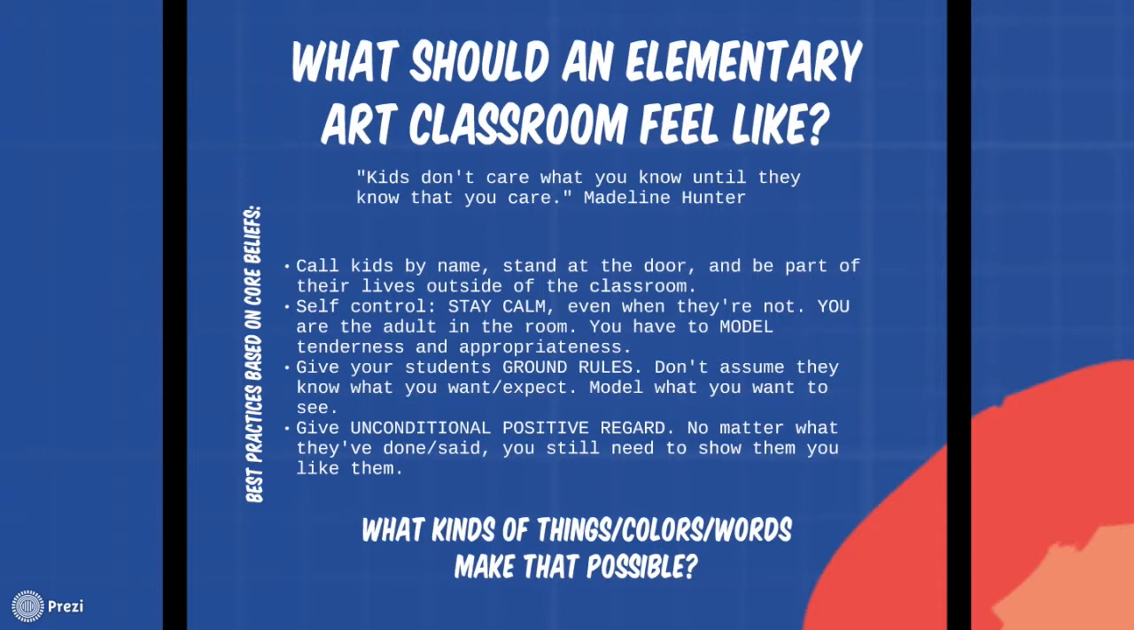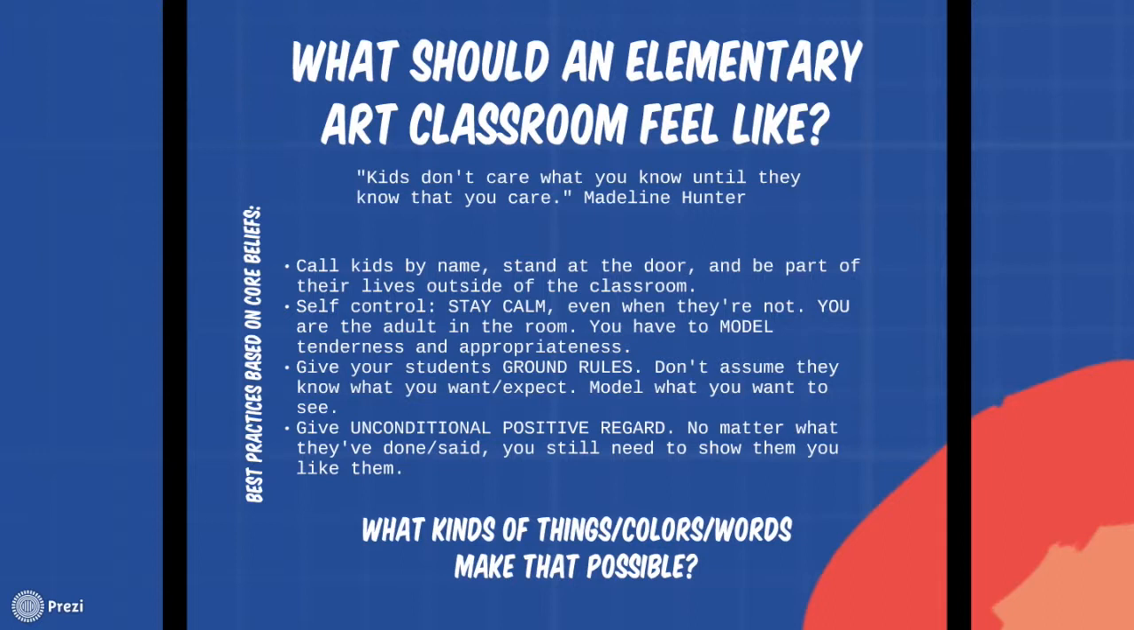A few tips. You want to make sure and call kids by name. You want to stand at the door. You want to be part of their lives outside of the classroom as well as inside of the classroom. We want our space to feel safe and insular at times, but we also want students to feel like they can readily make connections to the outside world with the things that they're learning in our classroom.